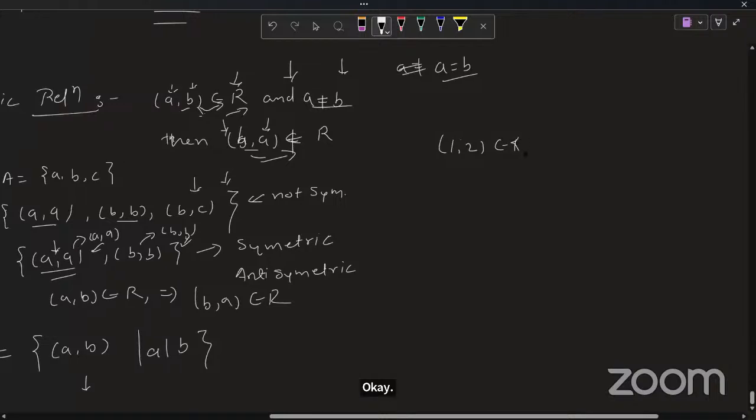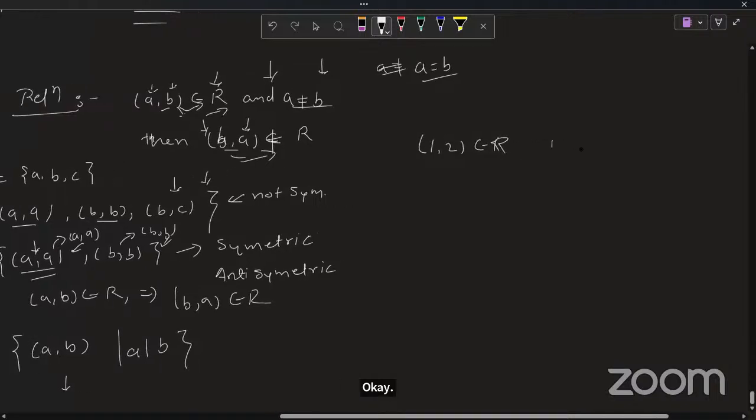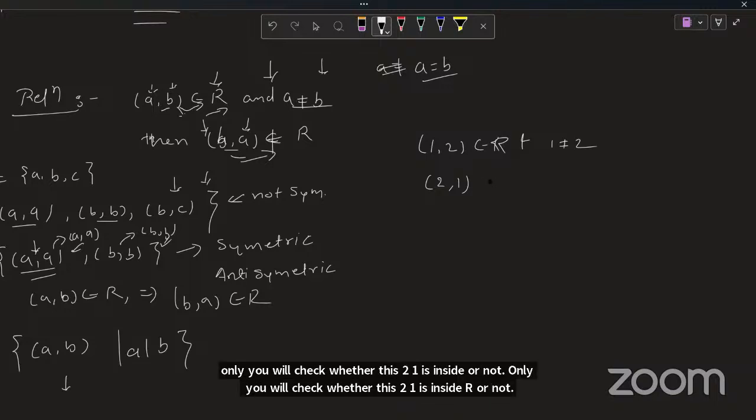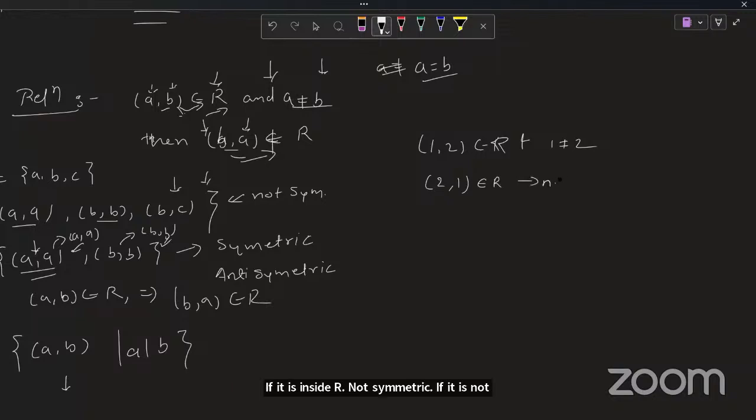1, 2 is inside R, and we can easily see 1 is not equal to 2. Both are satisfying. Then only you will go for 2, 1, and check whether this 2, 1 is inside R or not. If it is inside R, not anti-symmetric. If it is not inside R, then only you will say it is anti-symmetric.